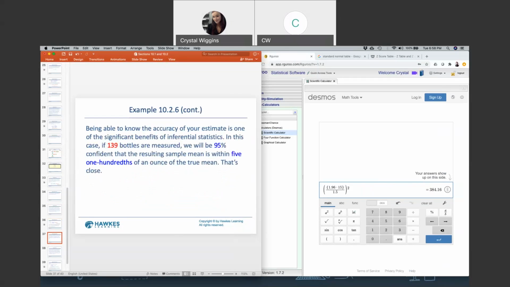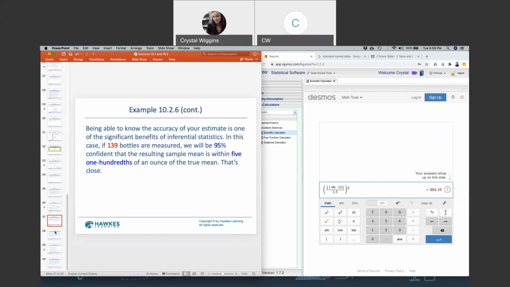Being able to know the accuracy of your estimate is one of the significant benefits of inferential statistics. In this case, if 139 bottles are measured, we will be 95% confident that the resulting sample is within 5/100ths of an ounce, 0.05, of the true mean.